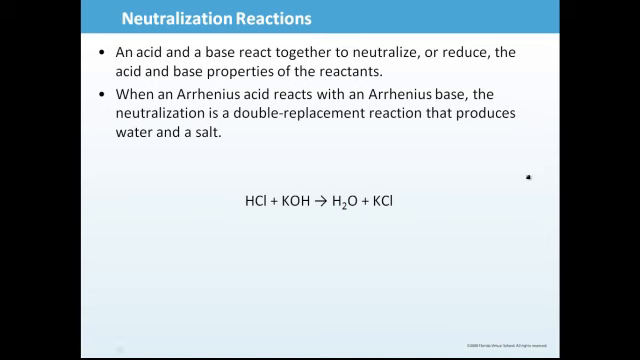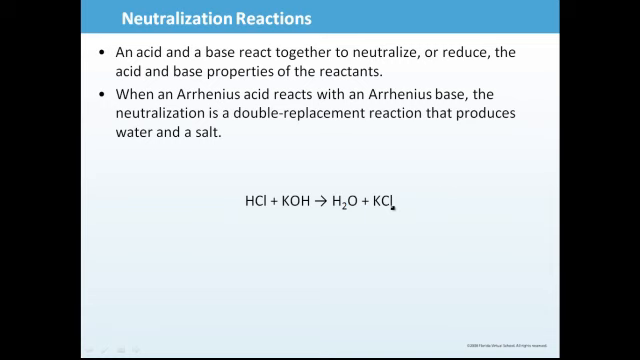When we take an acid and base and react them together, we call that neutralization. The reason is that we are reducing the acid and base properties of each of those reactants. So they are becoming less acidic, less basic, thereby becoming more neutral. When we use the Arrhenius acid and base theory that we talked about in 7.01, it is simply a double replacement reaction that produces water and salt.